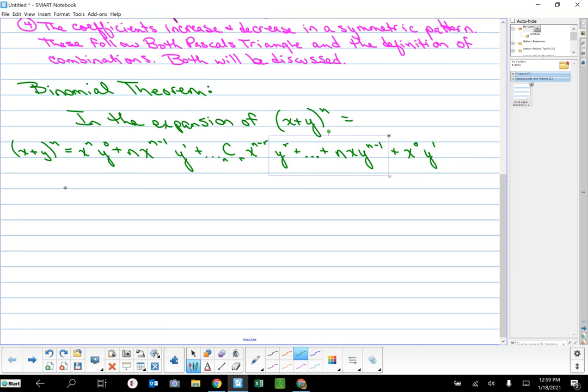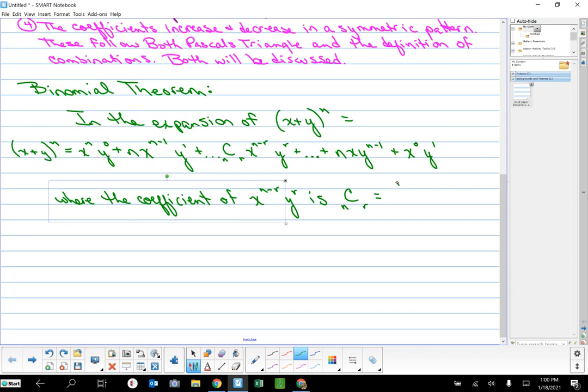All right, where the coefficient of x to the n minus r, y to the r is c to the n r, is equal to n factorial over r factorial times n minus r factorial. And we've talked a little bit about factorials, but mostly we're going to use Desmos to do this.